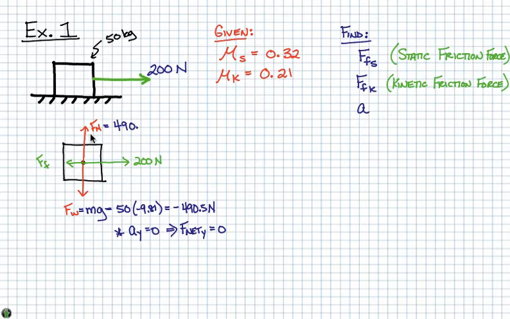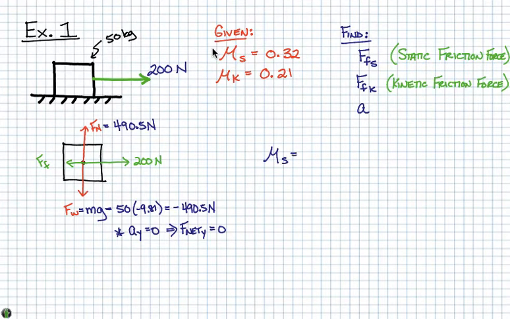So the normal force must be 490.5 newtons. Now we don't know what the frictional force is here, but if we want to look at the static friction force, or the friction that resists any change in this object's motion, basically the force that must be overcome in order to set this object into motion, we will use our static coefficient of friction.